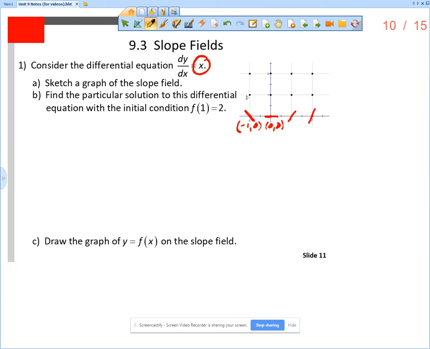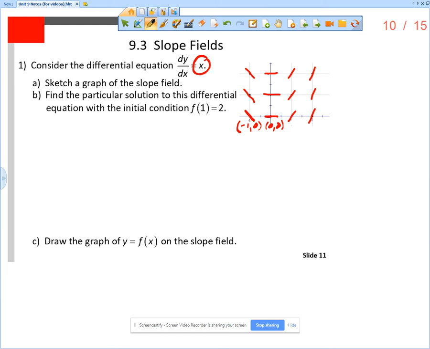Over here, -1, 1, so slope of -1. 0, 1, slope of 0. 1, 1, slope of 1. 2, 1, slope of 2. Over here, -1, 2, slope of -1. 0, 2, slope of 0. 1, 2, slope of 1, and 2, 2, slope of 2. All right, so that's it for a slope field.